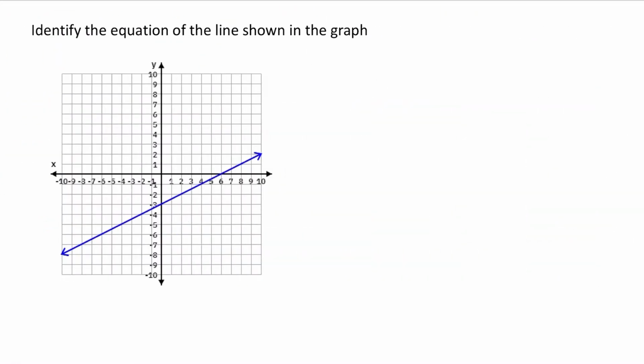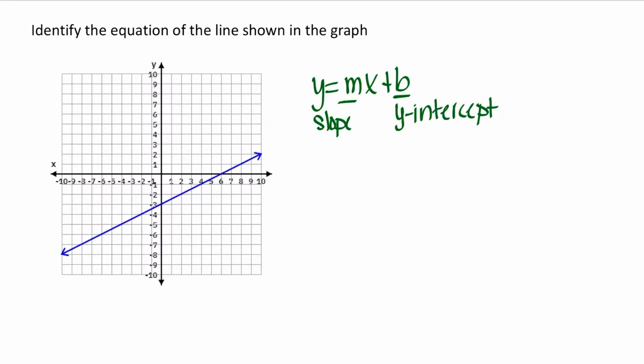So now let's identify the equation of the line shown in the graph. Remember, when we write equations of lines, we're going to write them in y equals mx plus b form. So to write in y equals mx plus b form, we need a value of slope and we need a value of the y-intercept. If we look at this line, we can see it has a y-intercept here at negative 3. So b equals negative 3.